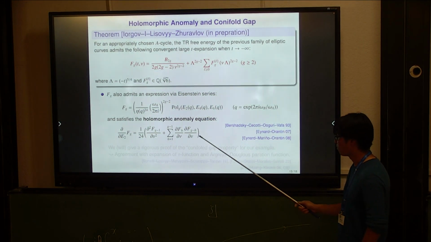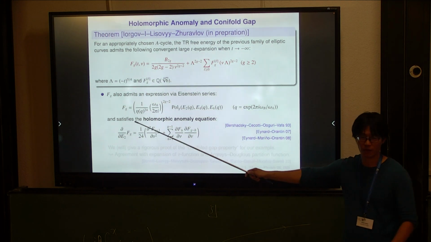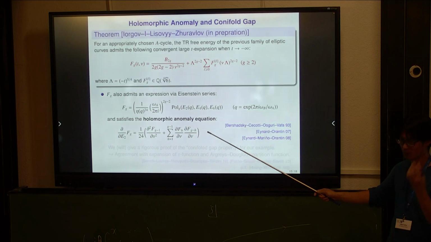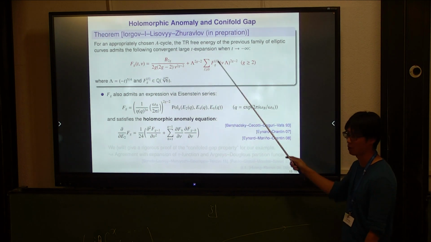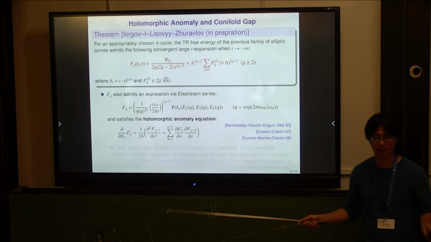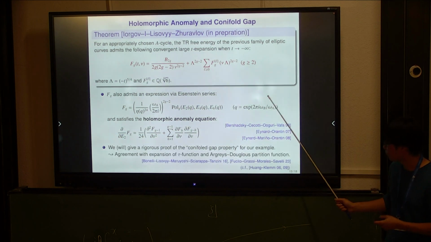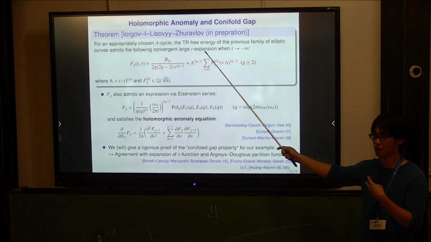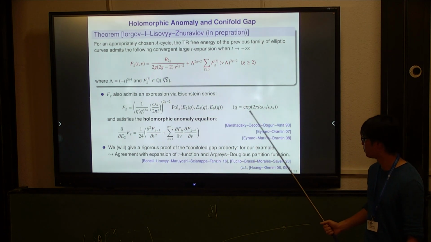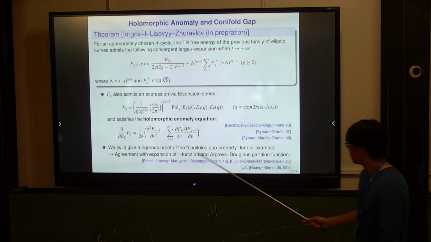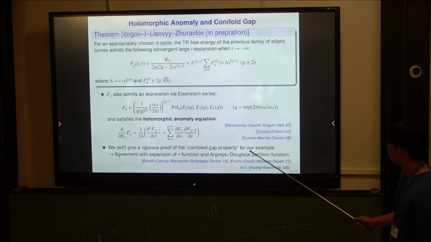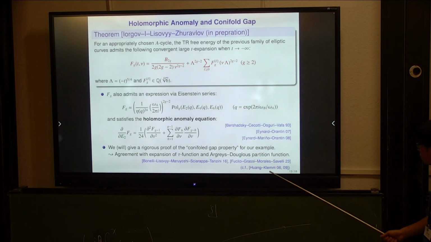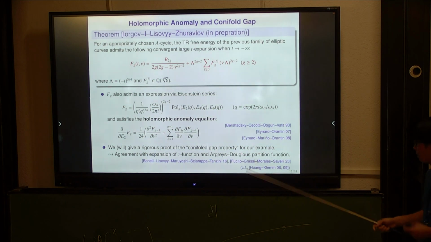For example, if we start from the holomorphic anomaly equation, we have to fix the ambiguous term, the holomorphic ambiguity, by imposing some condition. Usually this condition is used to fix the ambiguity. What I proved is that I start from topological recursion and derive this formula. So this gives a rigorous proof of the conifold gap property, at least in our example.